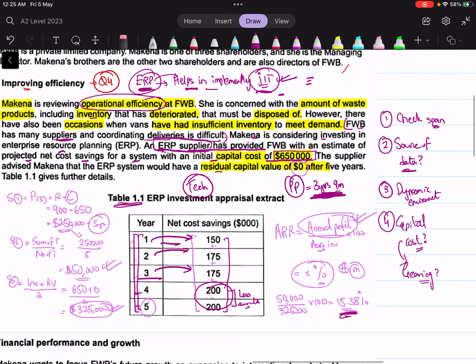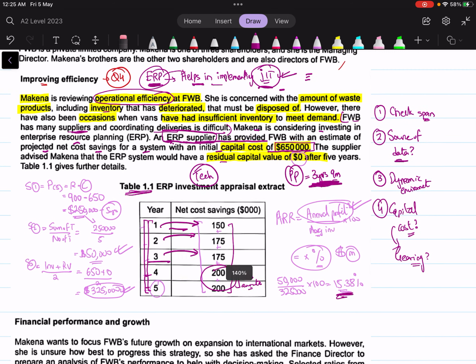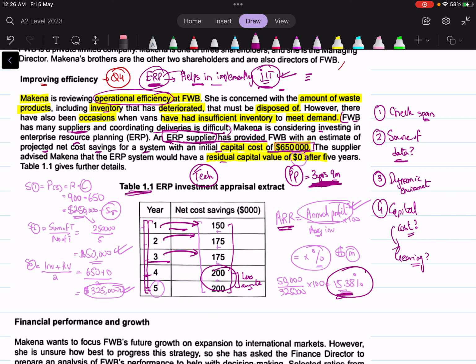So these are the 4 things that you check in every investment appraisal question, because this can help you evaluate the quantitative analysis in utmost and extreme detail. So far, so good. So let's talk about ARR. Fine, the ARR that we have is 15.38%.